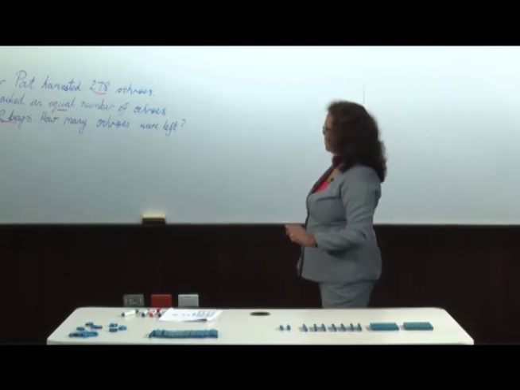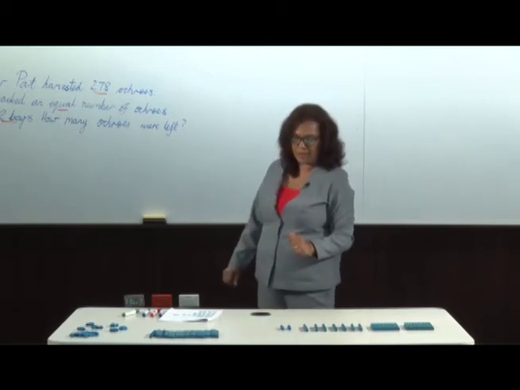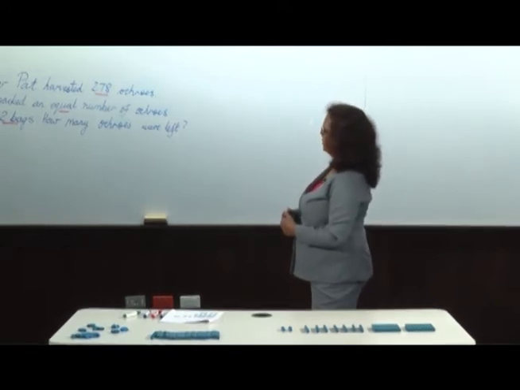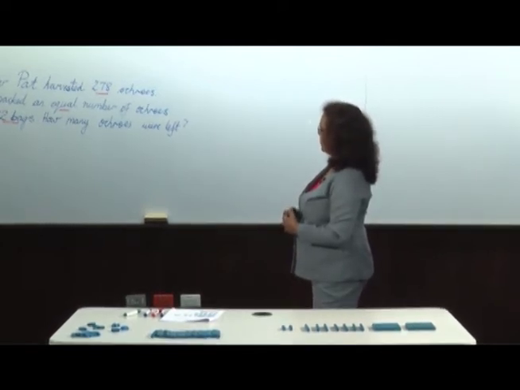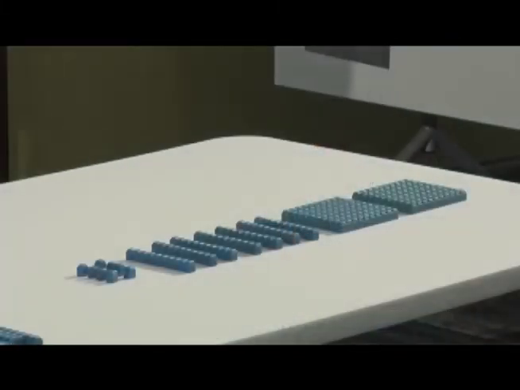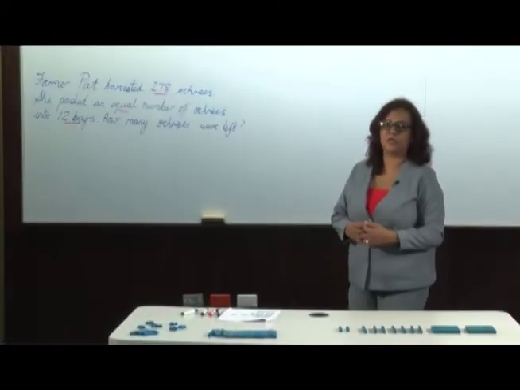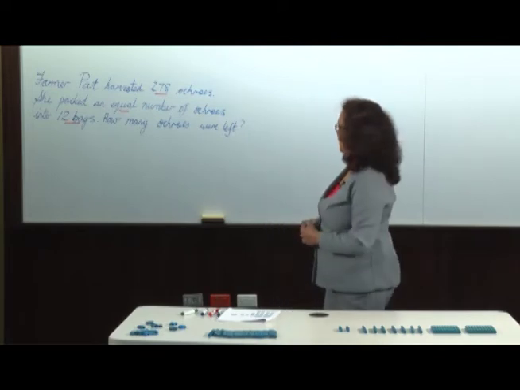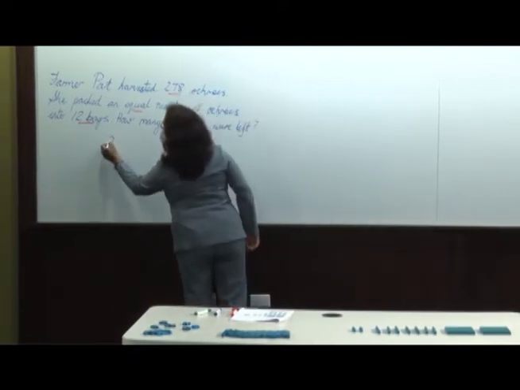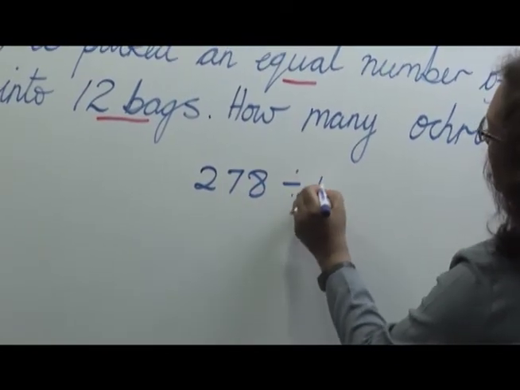The question is asking us to divide 278 by 12 because we are making 12 bags. By the way, this question is telling us the number of groups we have. We know it is 12. So what we are trying to find out, first of all, is how many okras will be in the group or in the bag. And then from that, we can work out our remainder. So we have to divide 278 by 12.